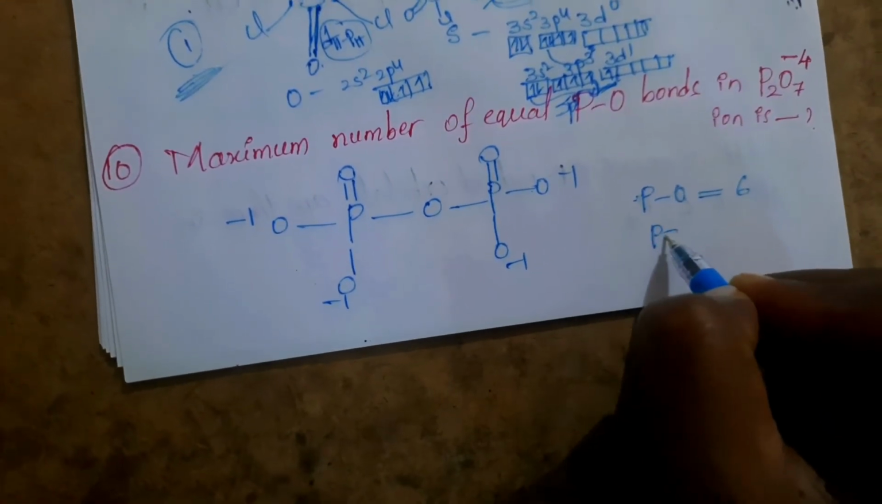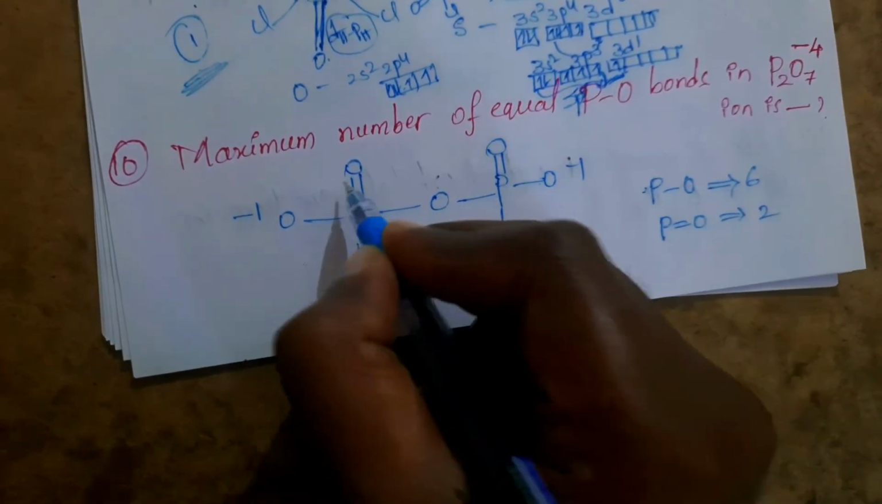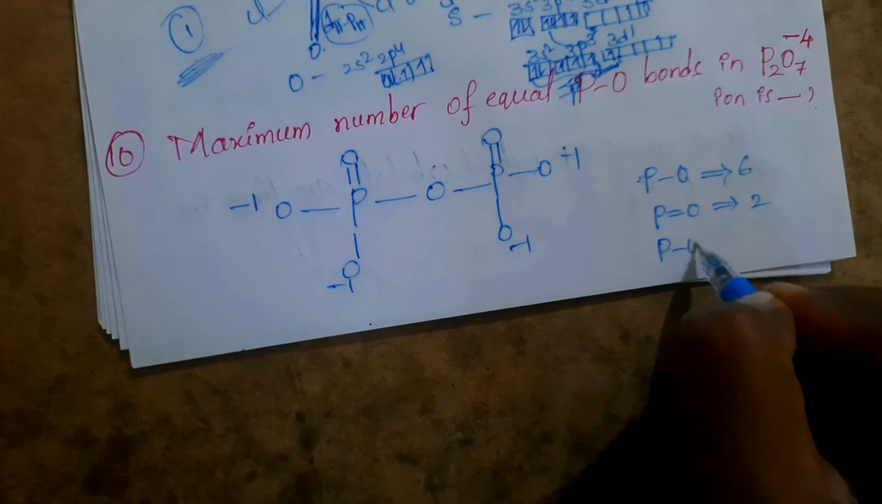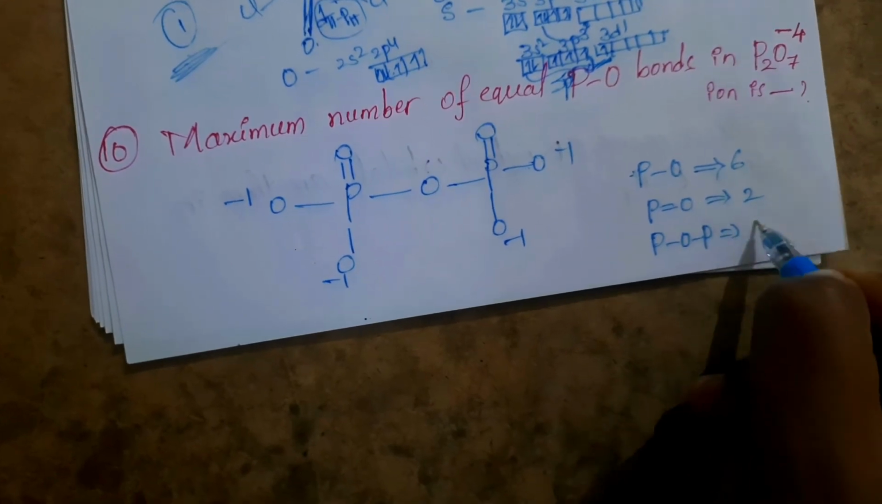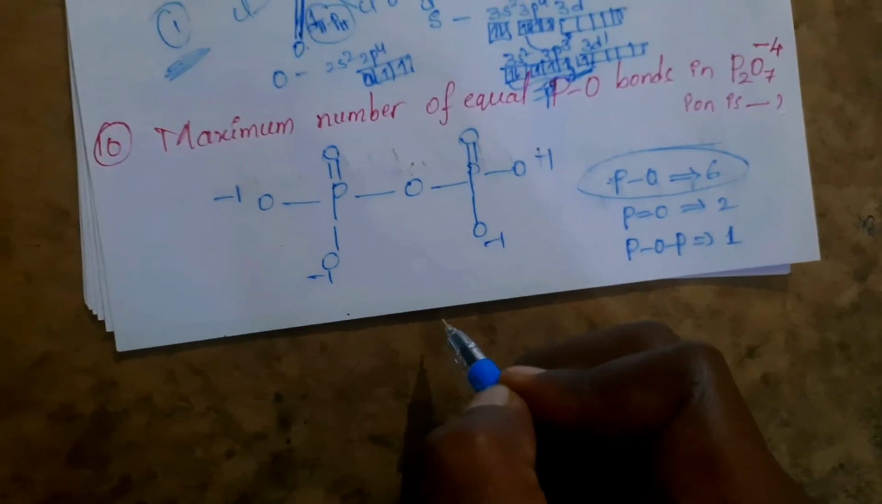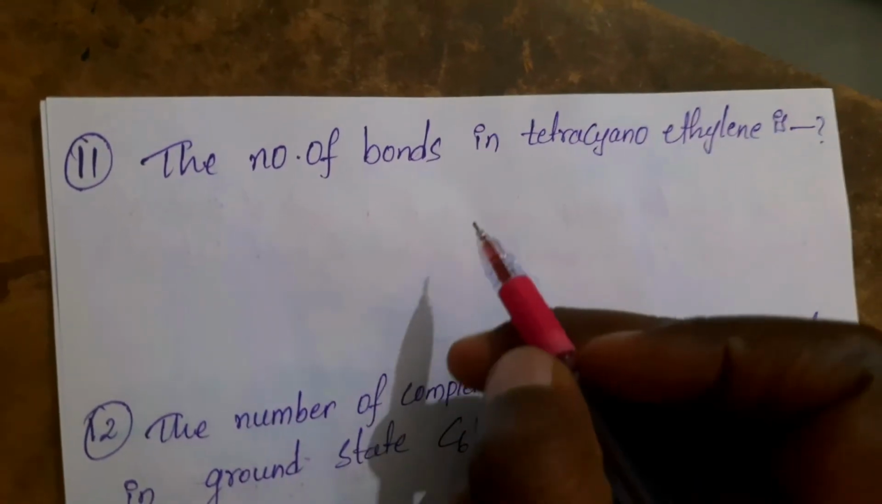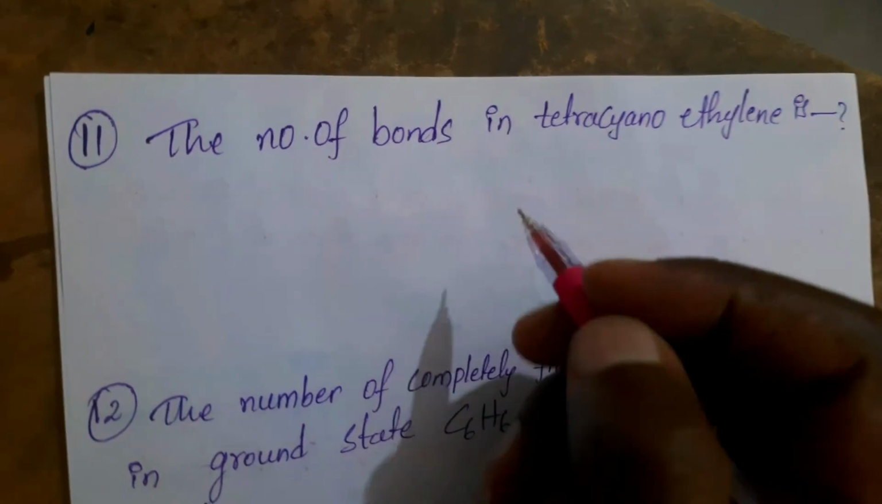How many P=O double bonds are there here? 2 P=O. Here 1, here 1. How many P-O-P bonds are there? Only one P-O-P bond. They asked about P-O bonds. So how many is it? 6. Is that clear?